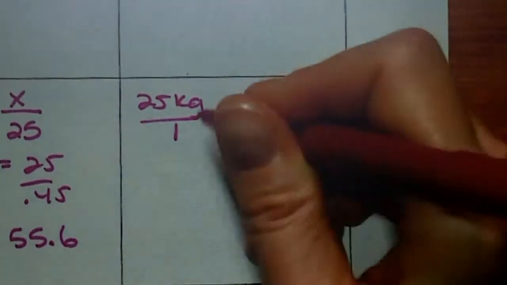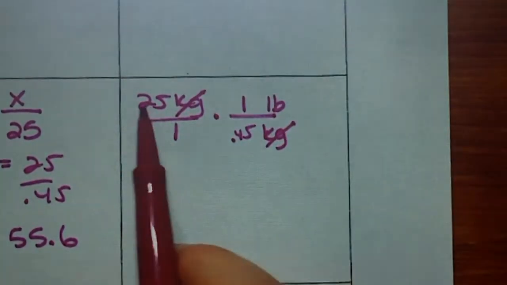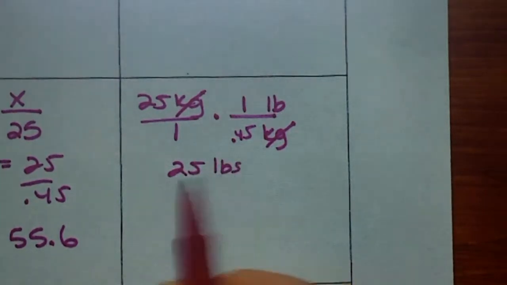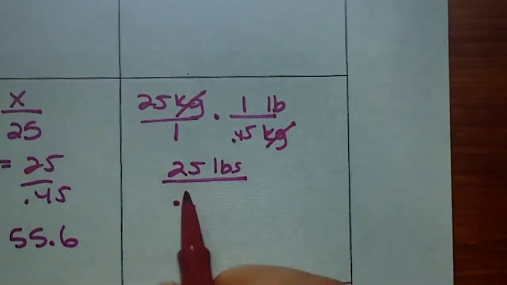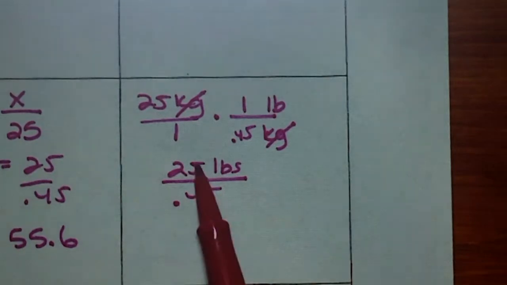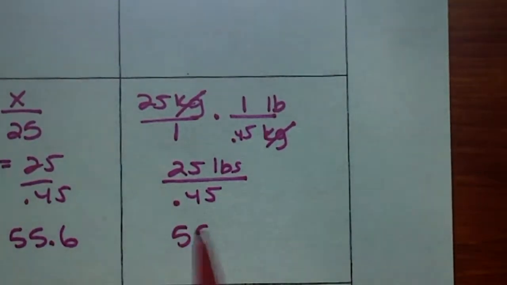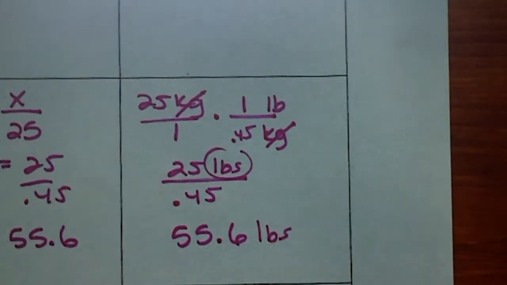Before we multiply, I'm going to cross cancel. I'm left with 25 times 1 pound, which is 25 pounds. And I have 1 times 0.45 without a unit because it canceled out. So now I need to take 25 divided by 45 hundredths. And when you do that, you get 55.5 repeating, which is the same as 55.6 if we're rounding, and I still have pounds, which again is the exact same answer we had for the other one.